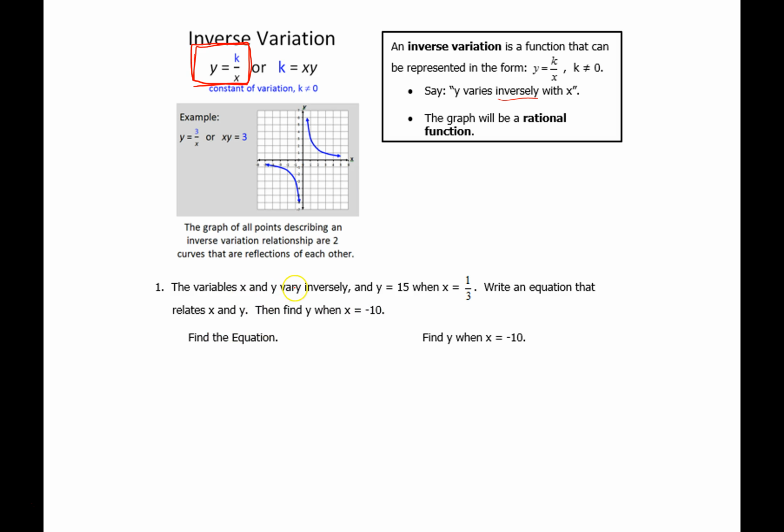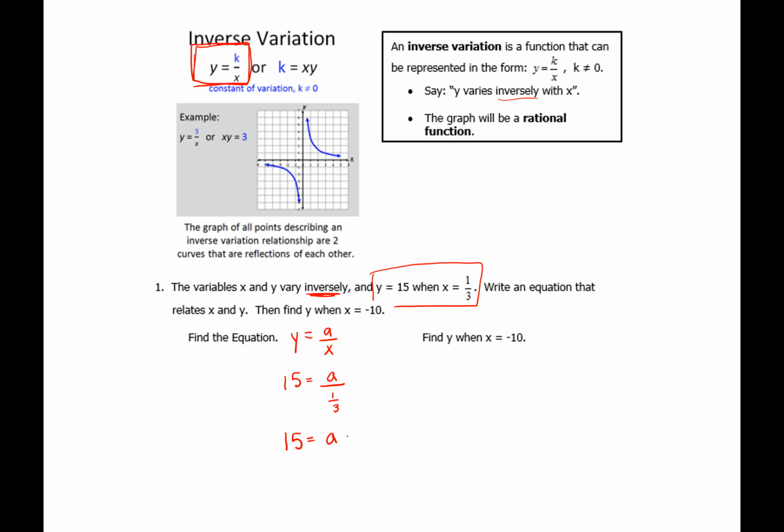Write an equation that relates x and y, then find y when x is equal to -10. Okay, so the first thing we need to do is write down our formula. y is equal to a over x, and now we need to plug in the information that we know because we have our inverse formula written down. So I'm going to write 15 is equal to a divided by x, which is 1 divided by 3. So I'm going to keep, change, flip this first.